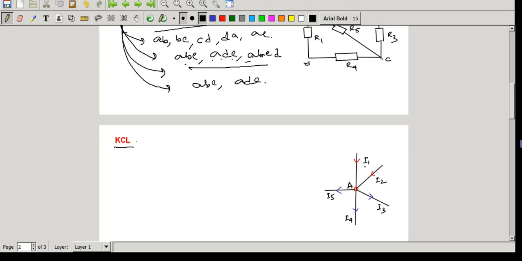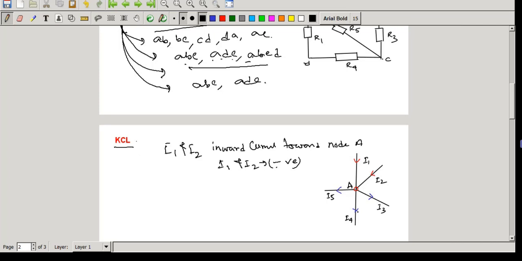Now we have to identify which currents are positive or negative. If any current is inward, that is towards the node, then we consider the current negative. So here the currents I1 and I2 are inward currents towards node A, so I1 and I2 are negative.